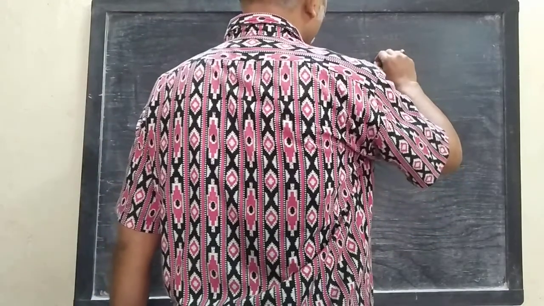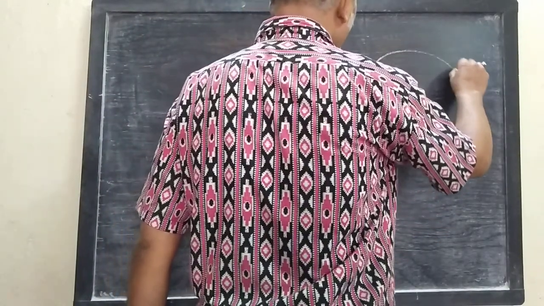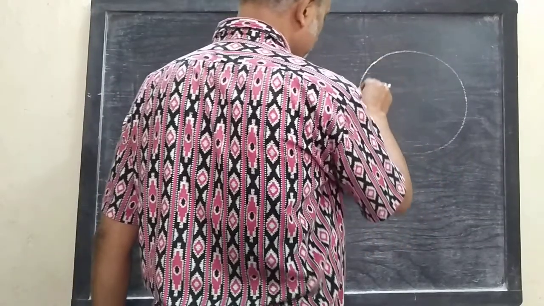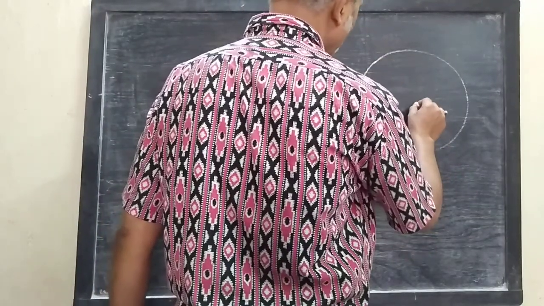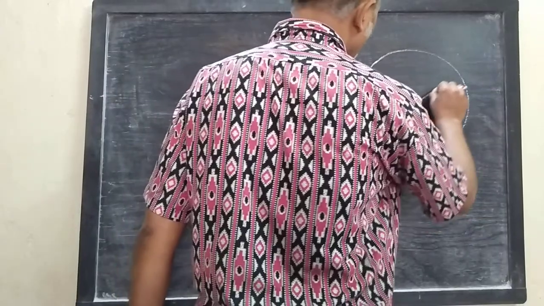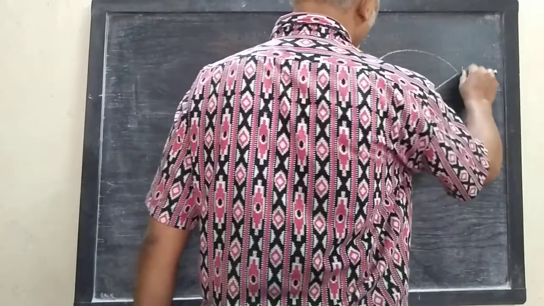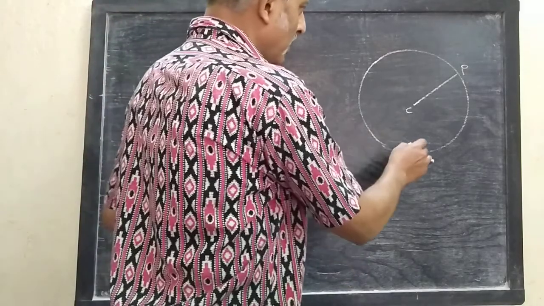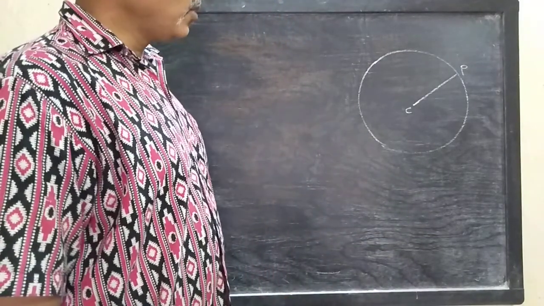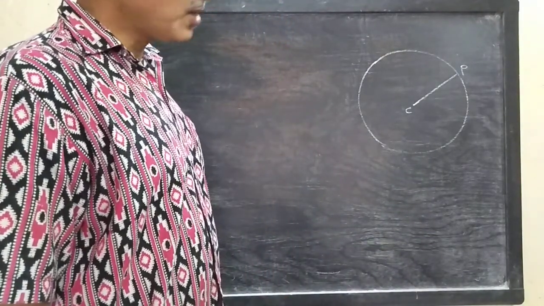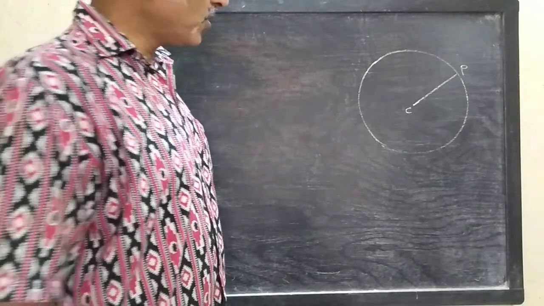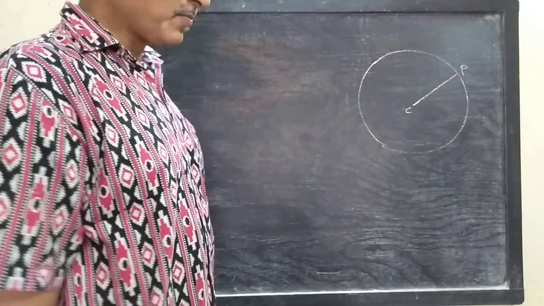So a circle is a locus of a point moving on a plane keeping a fixed distance from a fixed point on the straight line. What I have said? Circle is the locus of a point moving on a plane keeping a fixed distance, that is constant distance, from a fixed point lying on the same plane.